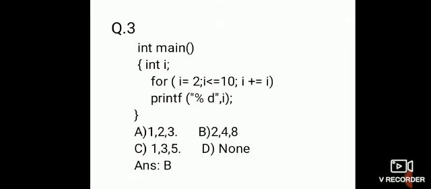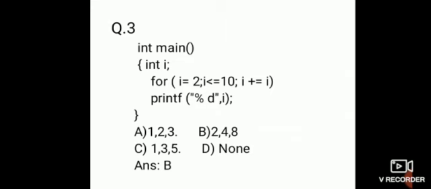We check all conditions. I is equal to 1, condition is true. I is equal to 2, condition is also true. I is equal to 3, 4 and 5, condition is true. But I is equal to 6, the condition is false. So the output printed is 6. So option 1 is correct.